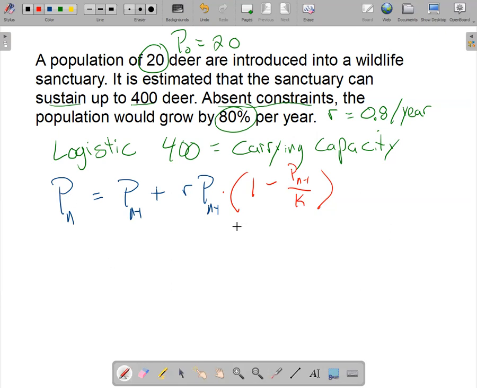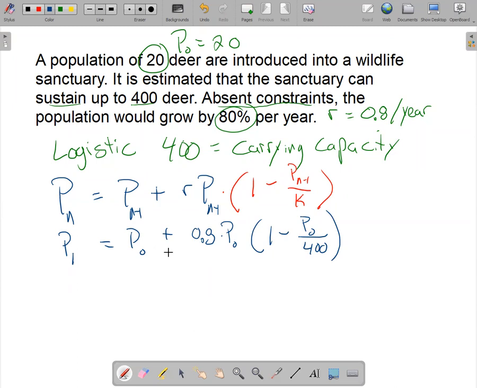A lot of times, if I don't have it right in front of me, I'm going to write it down first and then plug into it. For this problem, I wanted to know the next 2 years' population for the deer. So P1 would be to take the previous one, that would be P0, plus r, in this case 0.8, times P0 again, times 1 minus P0 over 400.